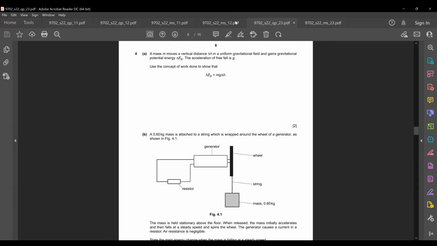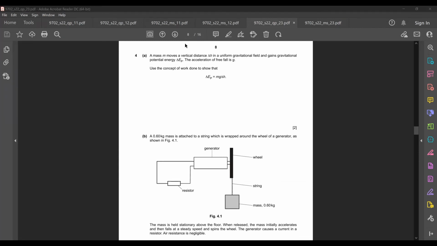Okay, let's have a look at question 4. This one is derivation of your GPE, derivation of your energy. A mass M moves a vertical distance delta H in a uniform gravitational field and gains gravitational potential energy delta EP. The acceleration of free fall is g. Use concept of work done to show that delta EP is actually mg delta H. So make use of the concept of work done. Okay, this one is talking about the derivation of your change in GPE.